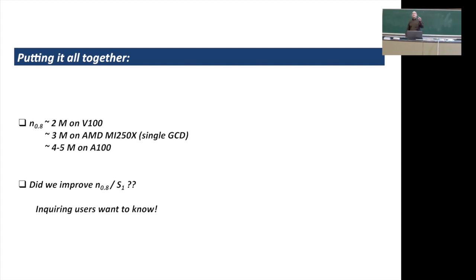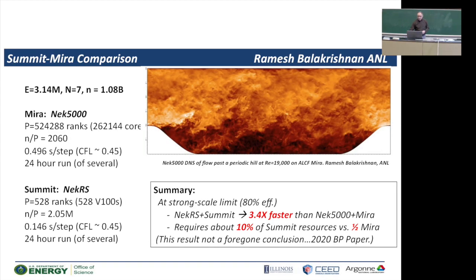So that's the comparison. We're comparing, again, from the user perspective, how many ranks do I have? Rank to rank comparison. So for a single GCD, it's about 3 million per rank, and on the A100, about 4 to 5 million. Did we improve this n sub 0.8 versus S1?